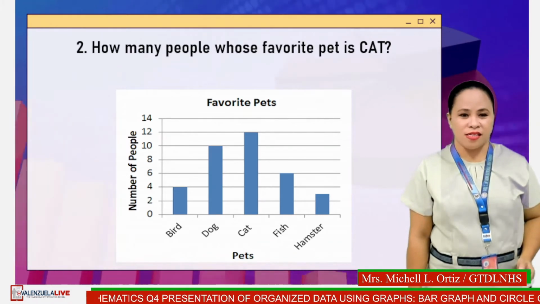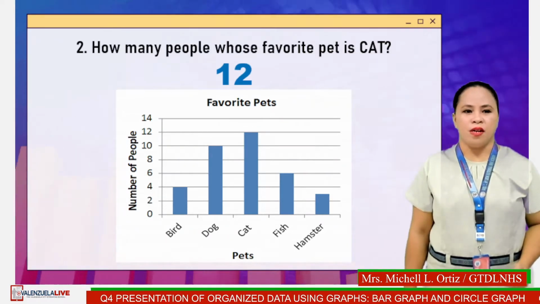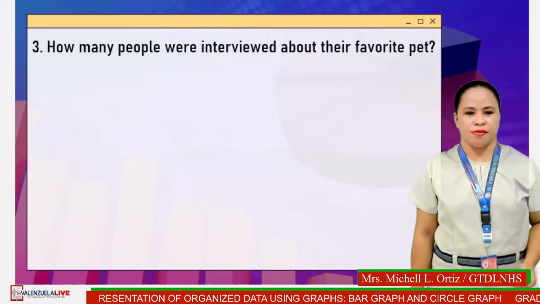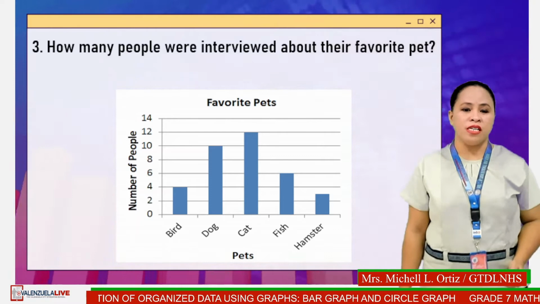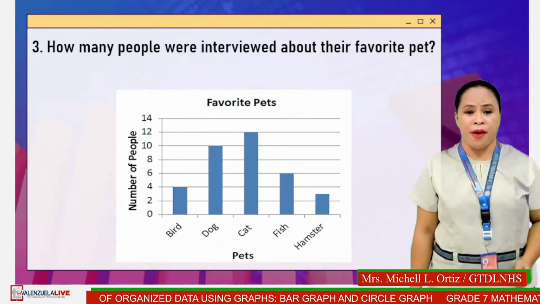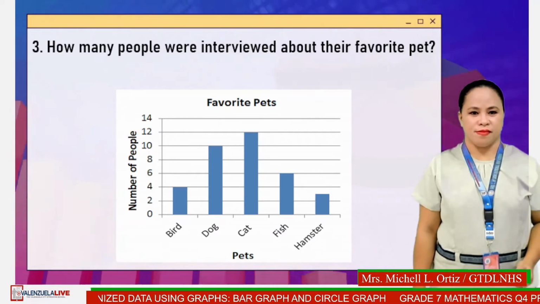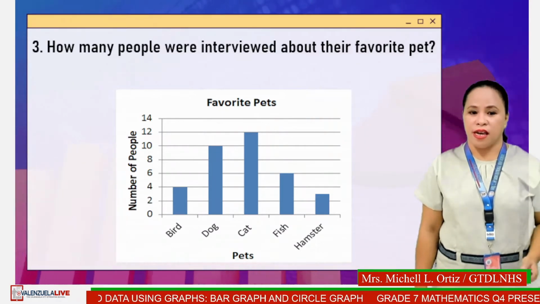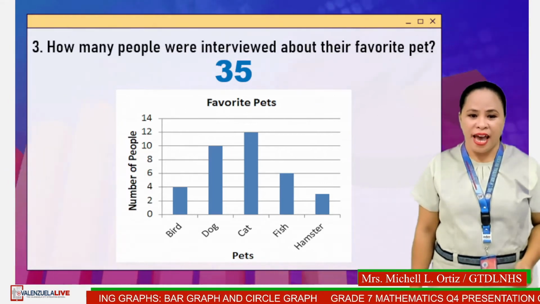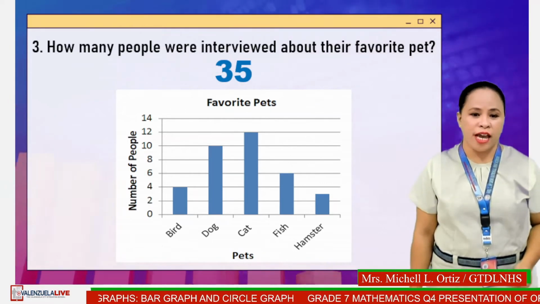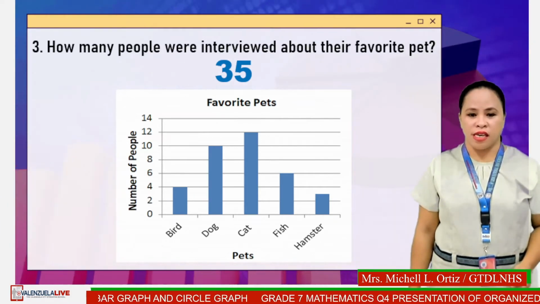Correct answer is 12. Number 3. How many people were interviewed about their favorite pet? Correct answer is 35. Simply add the frequency of each category: 4, 10, 12, 6, and 3.